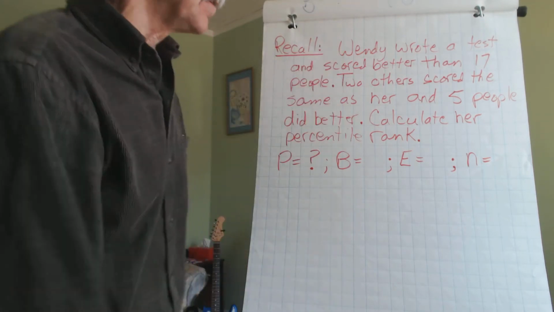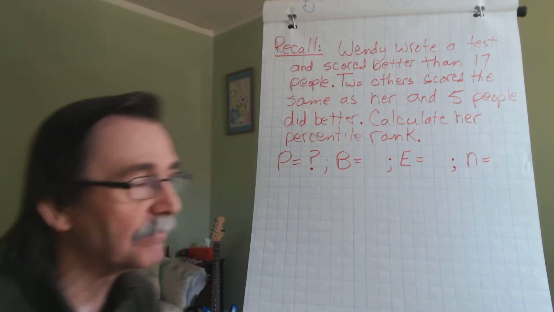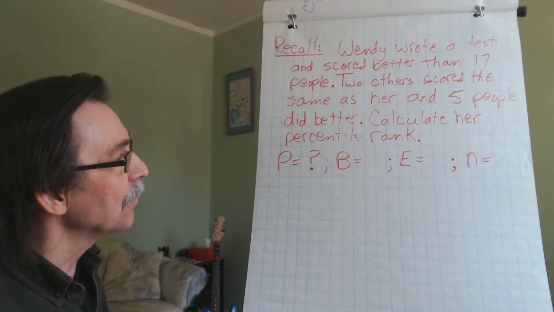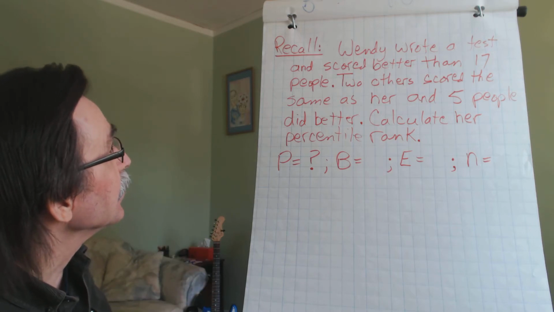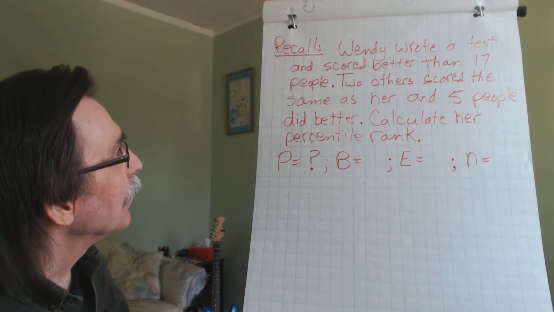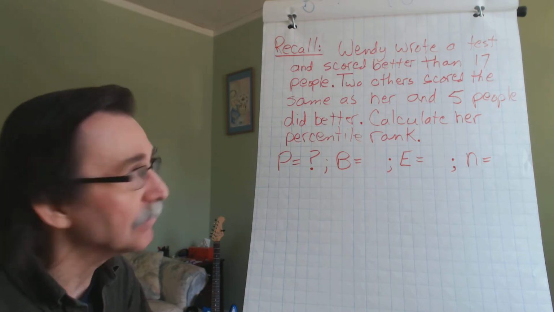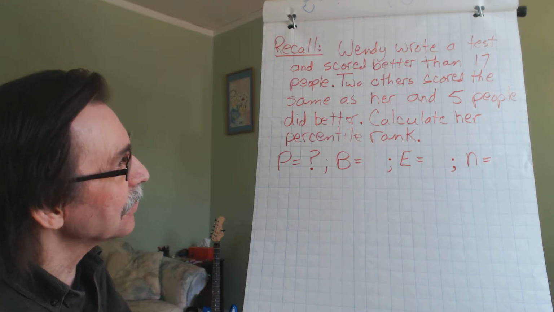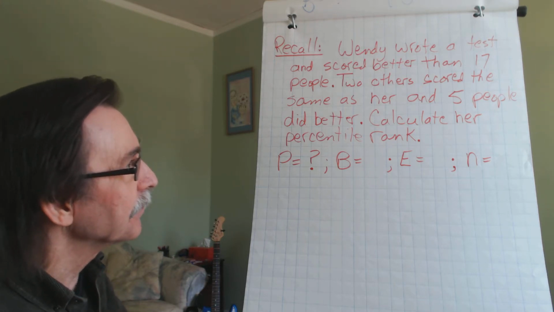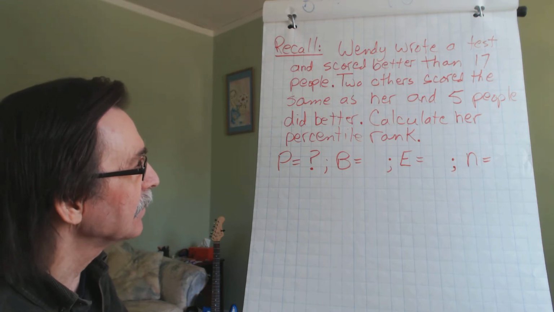Okay, so this might be especially helpful to anyone who might have missed the class last week, and it's always helpful to see things again. So let's go with a question here. Recall, Wendy wrote a test and scored better than 17 people. 2 others scored the same as her, and 5 people did better. Calculate her percentile rank.